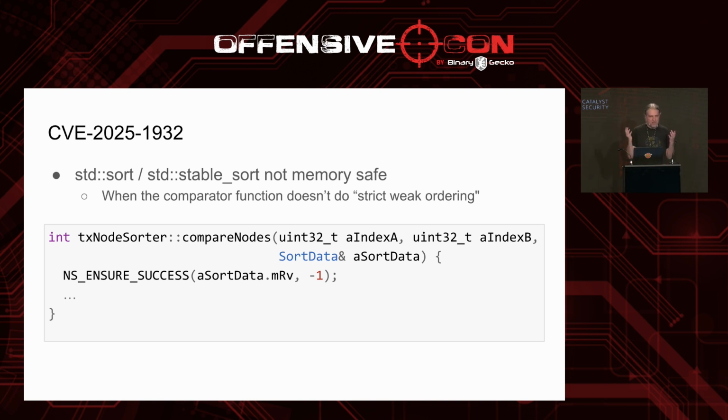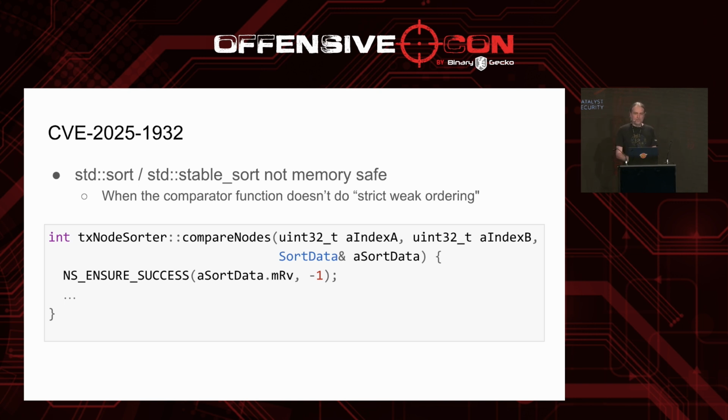Now, what is this strict weak ordering? Well, it's more complicated than that, but essentially it means that your comparator function needs to behave consistently. So if you have object A and object B, and A is less than B for whatever criteria your comparator uses, then your comparator always needs to say that A is less than B. And if you have stuff like A is less than B, which is less than C, then also A needs to be less than C, etc.